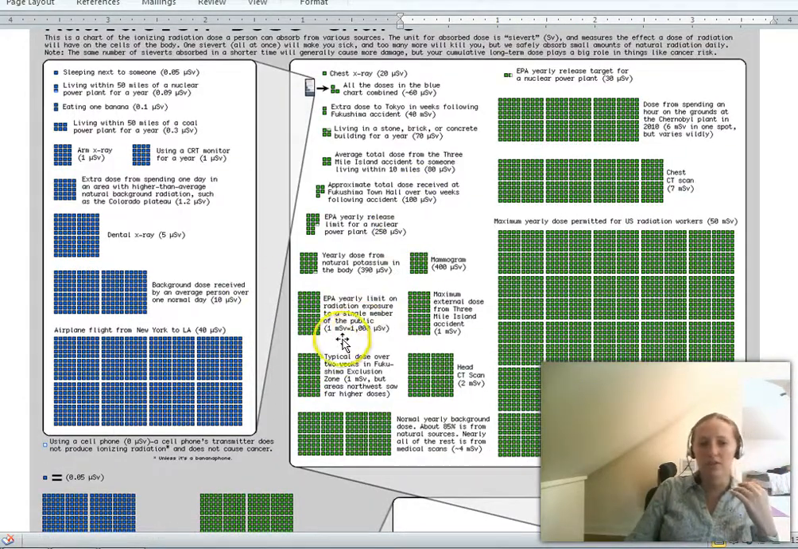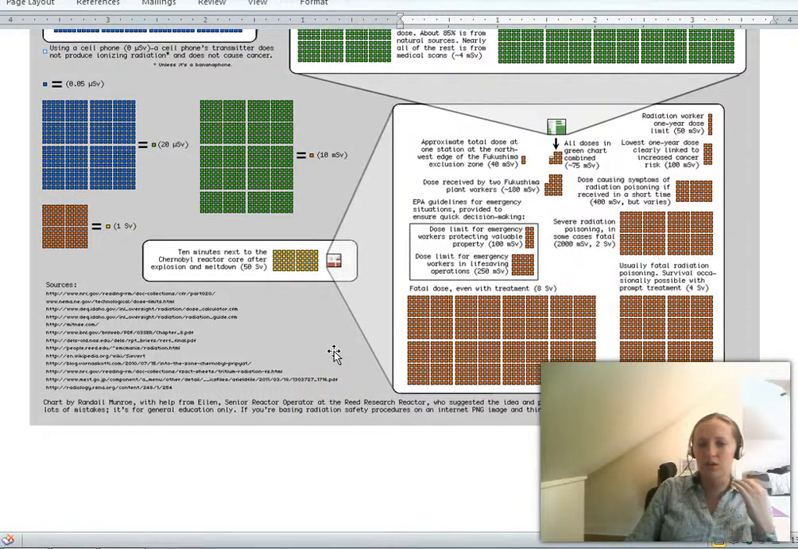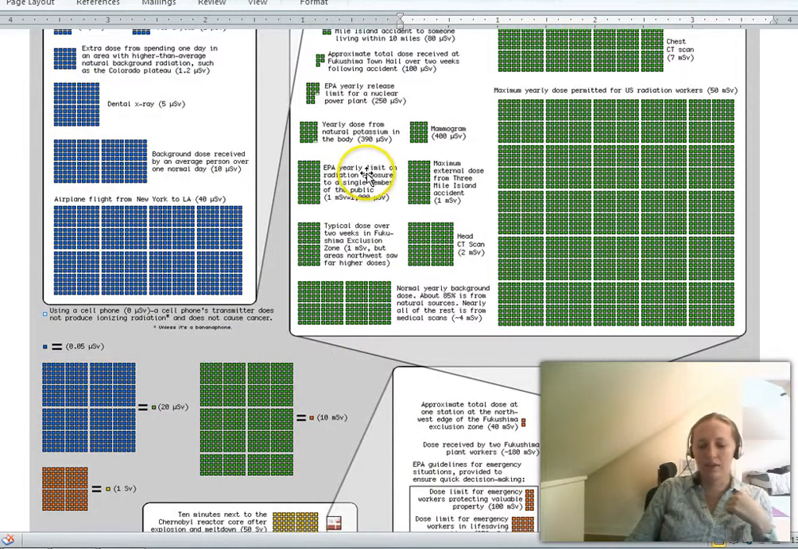Go read some of the other ones that are kind of interesting that maybe you didn't know you would get radiation from. And that's all I've got.